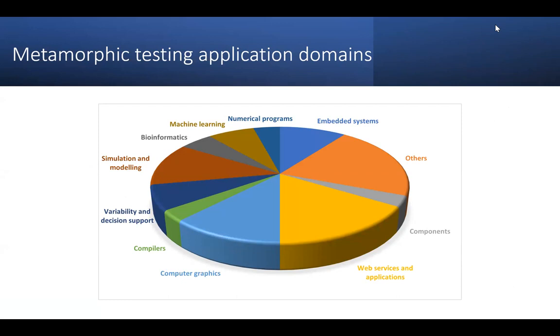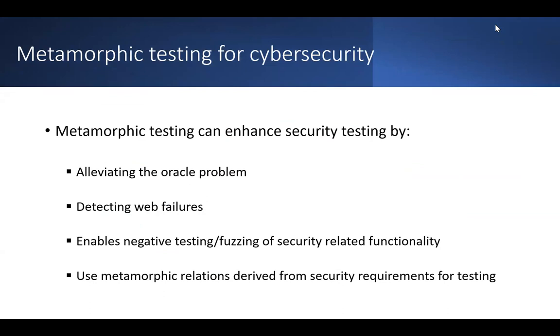Metamorphic testing has already been applied to specific problem domains. Among the most popular are web services and applications, computer graphics, simulation and modeling, and embedded systems. One example from a case study is that we can also use metamorphic testing to enhance security testing, where we face the test oracle problem, and we can use it to detect web failures. Metamorphic testing also enables negative testing of security-related functionality, and we can derive metamorphic relations from security requirements and use them for security testing.